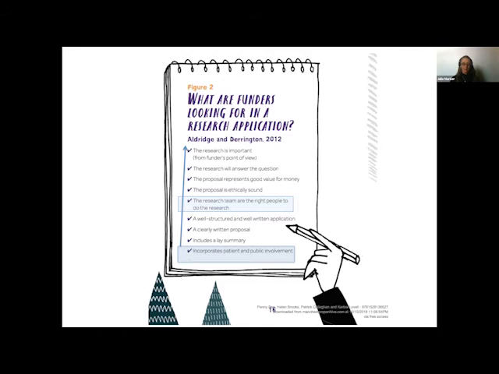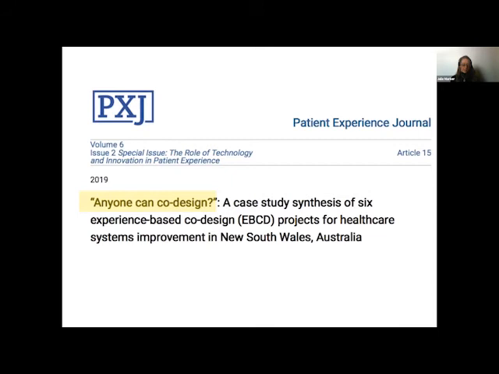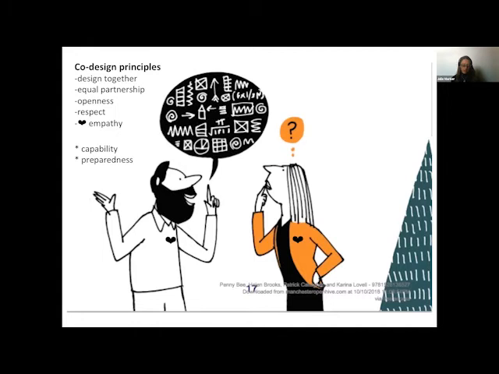Anyone can co-design, right? It's been published, it must be true. So moving on with your consumers on board, even knowing co-design principles doesn't always play out well in practice. Our introduction to researchers often starts like this. We're going to design this study together. Feel free to chip in at any time if you have any questions as we go through this proposal. Oh, you didn't understand those words or acronyms. Anything else you didn't understand?